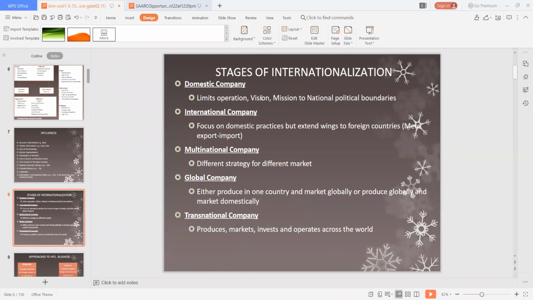Stages of internationalization. See, a domestic company limits its operation, vision, and mission to national political boundaries. An international company focuses on domestic practices but extends its wings to foreign countries, right? Export and import. A multinational company uses a different strategy for different markets. A global company either produces in one country and markets globally, or produces globally and markets in domestic markets, investing and operating across the world. So various stages of internationalization will be there.